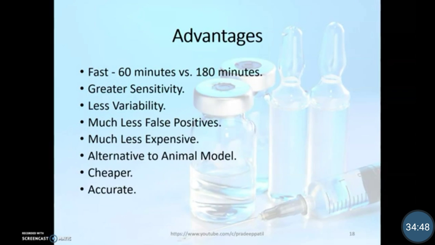Again, this LAL test has some advantages over the animal test. It is a fast test: around 60 minutes are required for the LAL test and 180 minutes are required for the rabbit test. Again, it shows greater sensitivity and there is less variability.